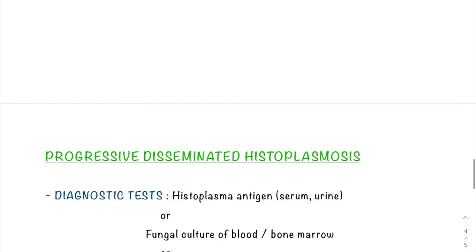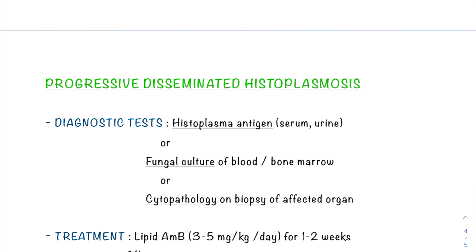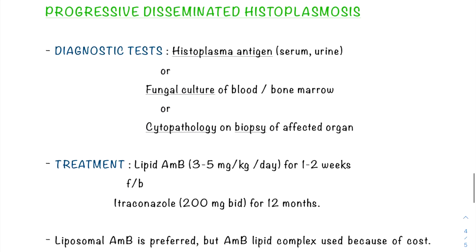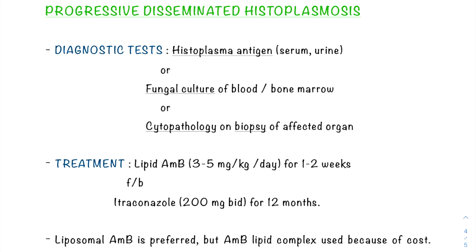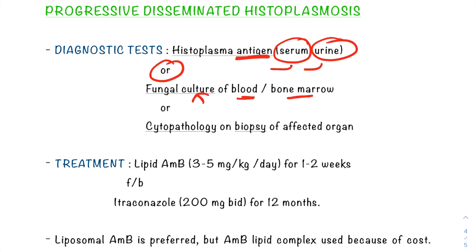The next type is the disseminated type, in which it is disseminated throughout the body. So, it's a progressive disseminated histoplasmosis. So, how do we detect it? Because it is disseminated, it will be in the serum, it will be in the urine. So, we can detect the antigen in the serum or the urine. Or we can send the blood and the bone marrow for fungal culture. Or any affected organ, we do the biopsy of that organ and we do the cytopathology of that biopsy specimen.